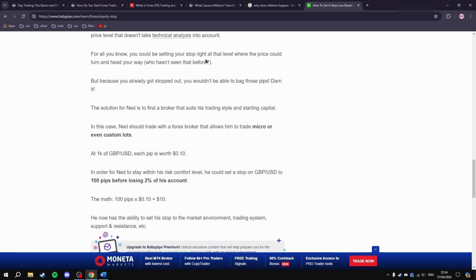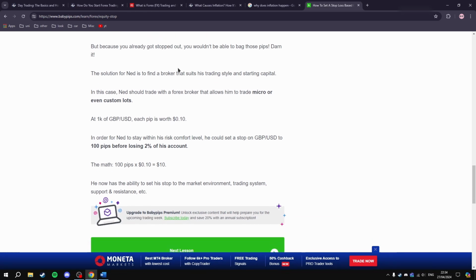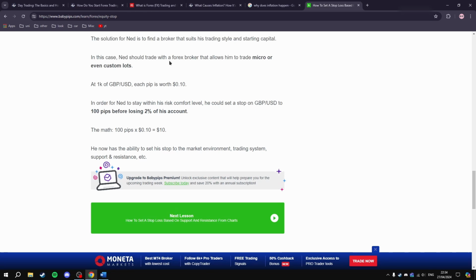For all you know, you could be setting a stop right at that level where the price could turn and head your way. Who hasn't seen that before? But because you already got stopped out, you won't be able to bag those pips. Darn it. The solution for Ned is to find a broker that suits his trading style and starting capital. In this case, Ned should trade with a Forex broker that allows him to trade micro or even custom lots.